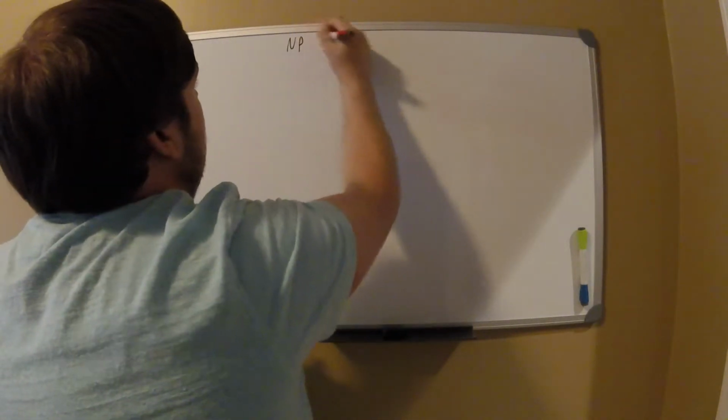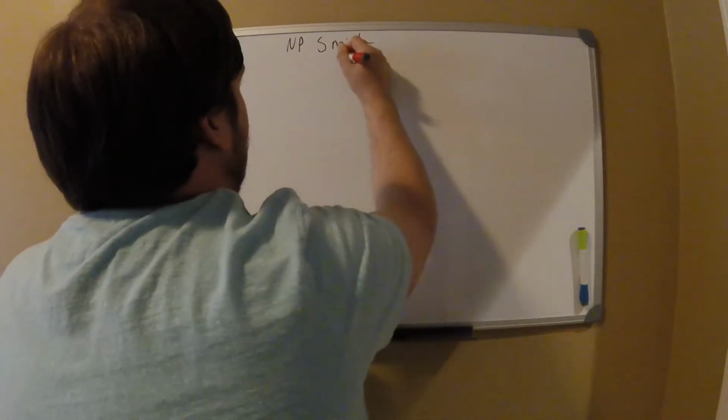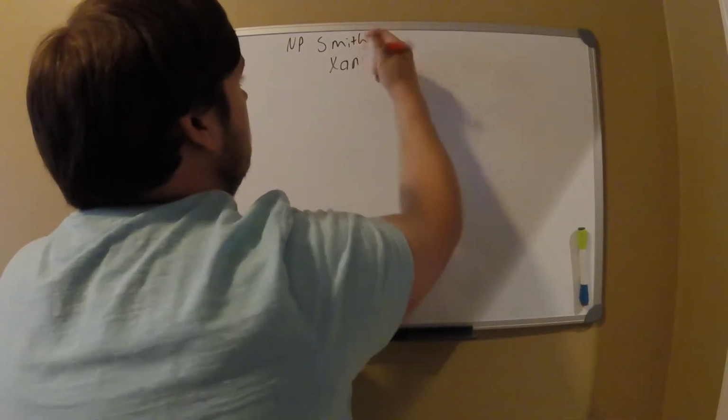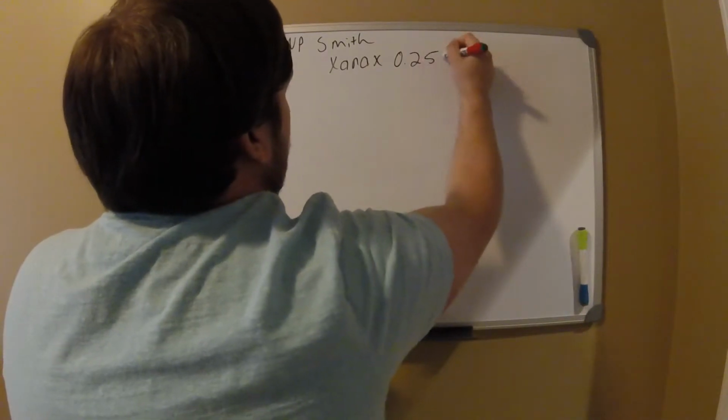So NP Smith writes a prescription for, let's say, Xanax, 0.25 milligrams.